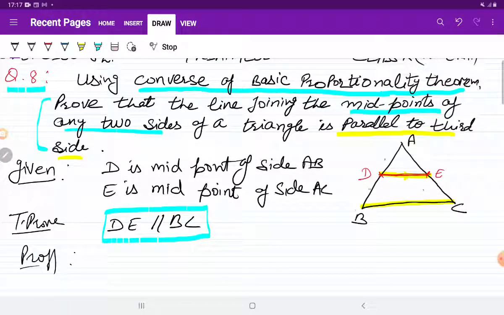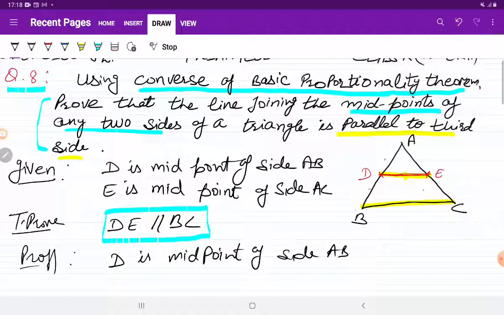okay, so we'll start with what is given. Always start from your given. So my given is D is the midpoint of side AB.